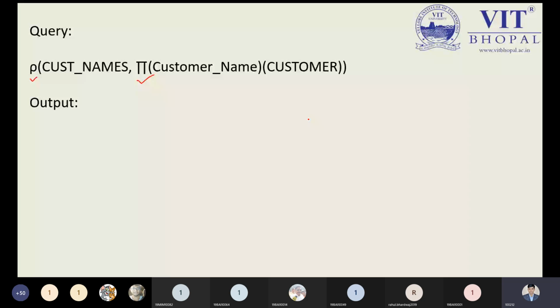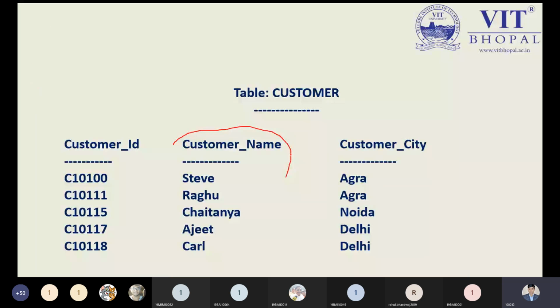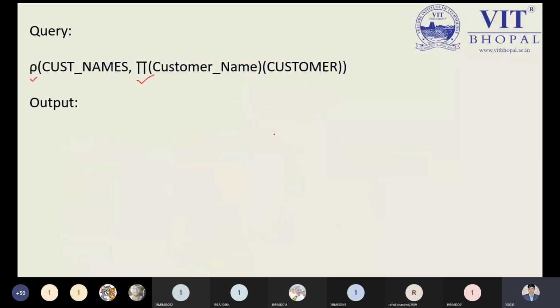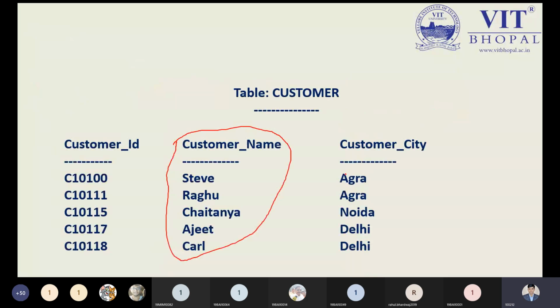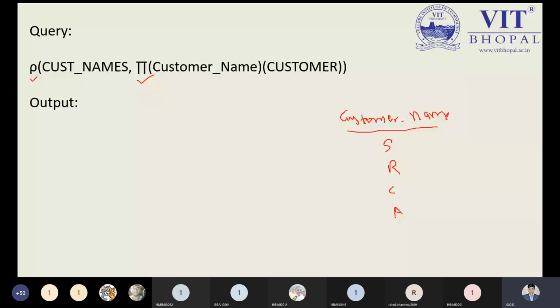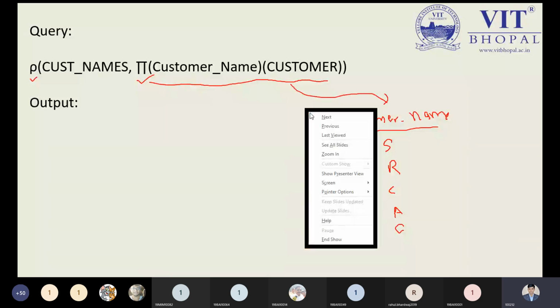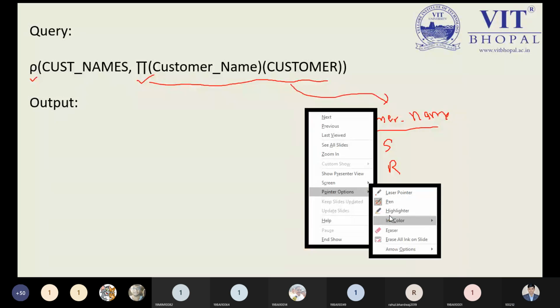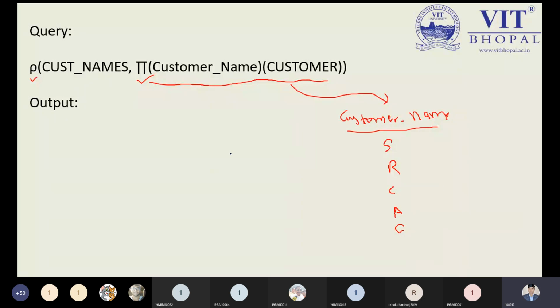First, the project operation will project the customer name. I'm writing the entire output here: Steve, Raghu, Chaitanya, Ajit, and Ka. These five names will be printed here. So this would be the output of the project. Now, is it clear to all? Yes, sir.